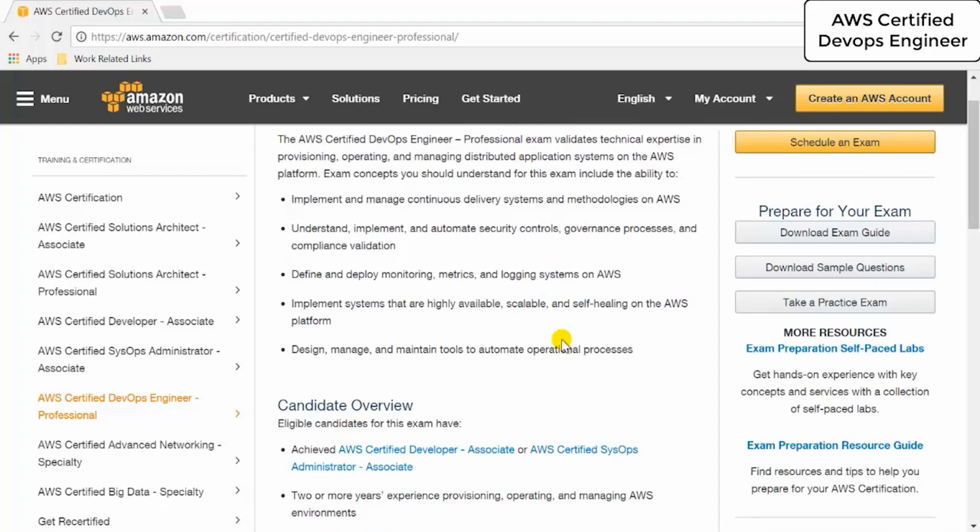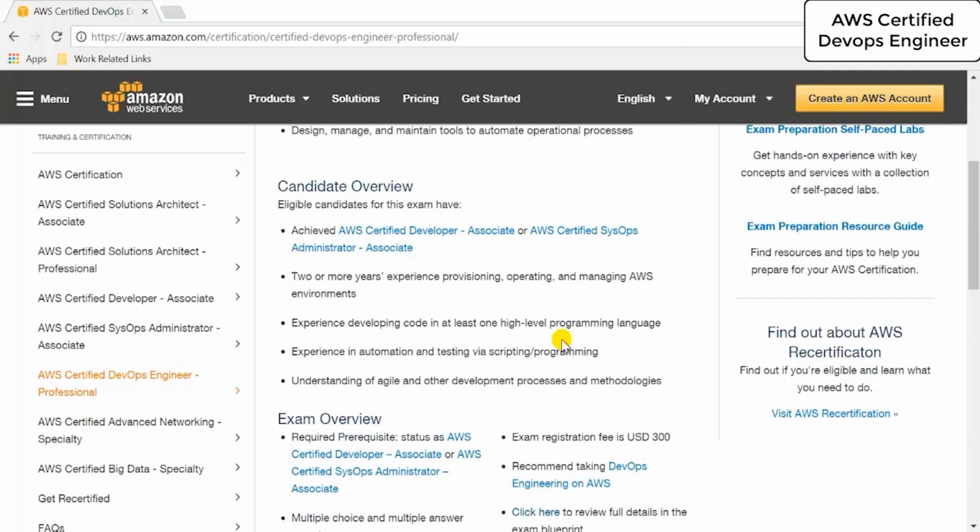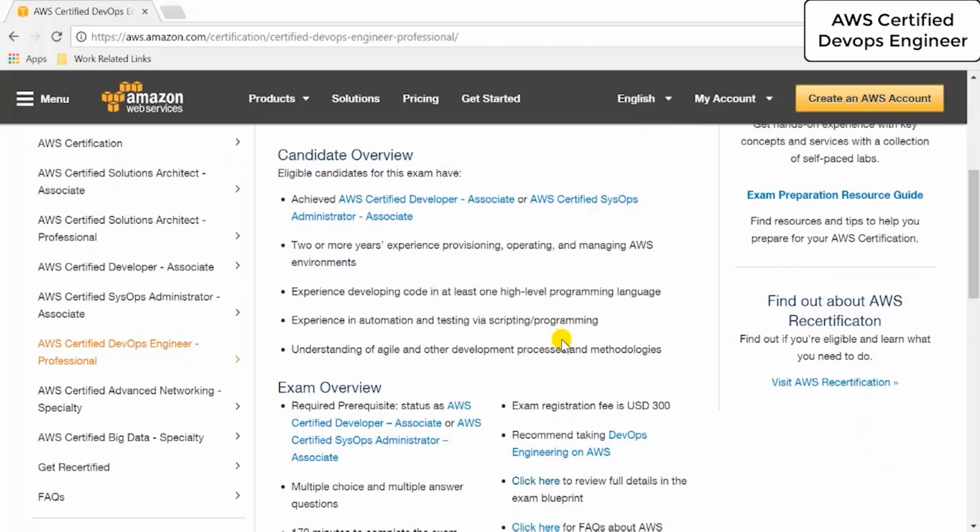It needs to validate the ability to implement and manage continuous delivery systems and methodologies on AWS; understand, implement and automate security controls, governance processes, and compliance validation; define and deploy monitoring metrics and logging systems on AWS; implement systems that are highly available, scalable, and self-healing on the AWS platform; and design, manage, and maintain tools to automate operational processes.